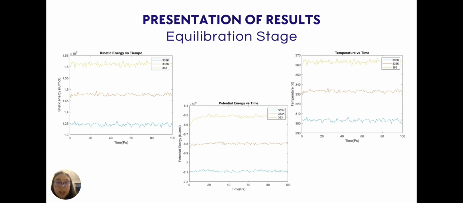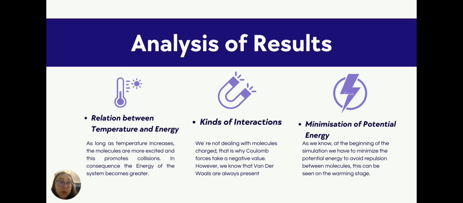In the last stage, we have the equilibration stage, which refers to when the system comes to an equilibrium, and we have three variables to analyze: kinetic energy, potential energy, and temperature versus time. We could see three great aspects in the results. The first is the relation between temperature and energy. As long as temperature increases, the molecules are more excited and this promotes collisions, and in consequence the energy of the system becomes greater.